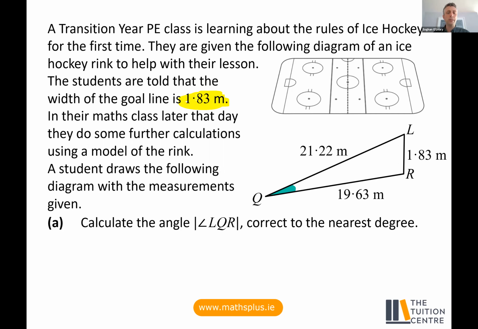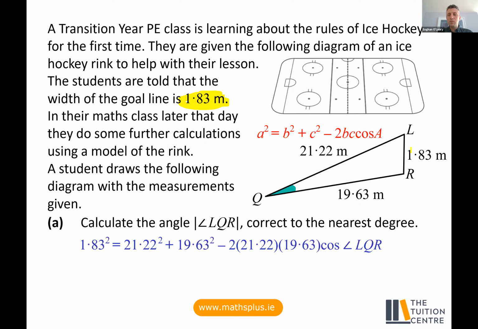So even though in this case it seems like this is all to do with an ice hockey rink, and it is, once you've gotten this far, the actual story isn't that important. It's just the maths. We have a triangle. We have no reason to expect it's a right-angled triangle. We have to calculate the angle at Q. So what are we going to do? We have 3 sides. We're going to use the cosine rule.